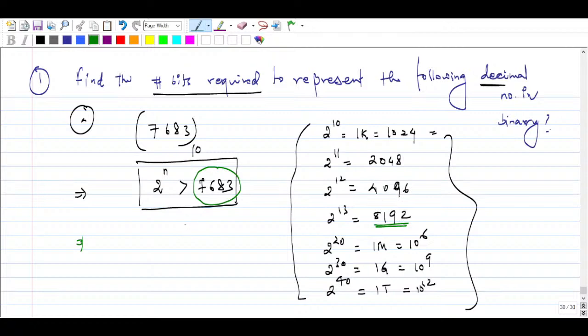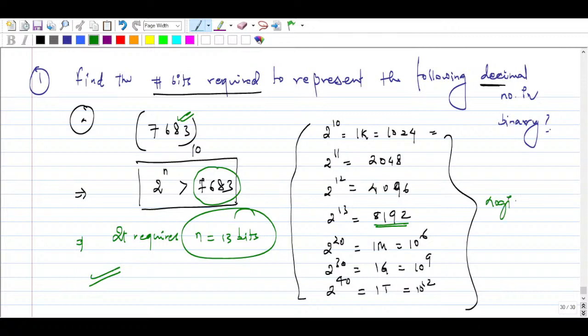So the number of bits we require to represent this decimal number in binary is n equal to 13. So how can we find the number of bits logically? If you want to find it by taking logs, take the log of both sides, base 2. You will get approximately 13 bits needed to represent this decimal number in binary. So I hope this question is done.